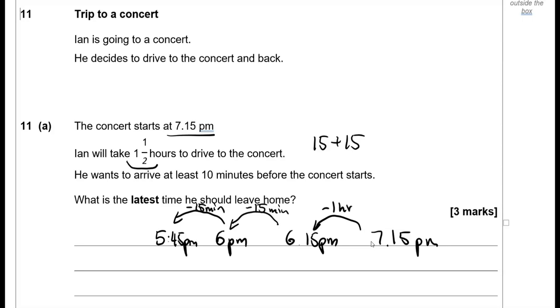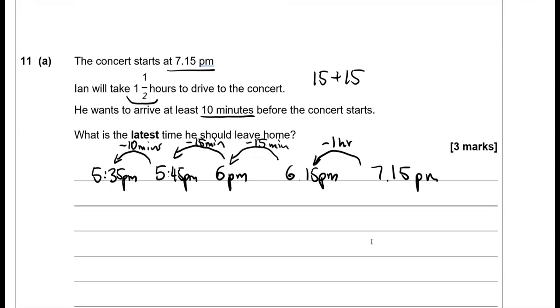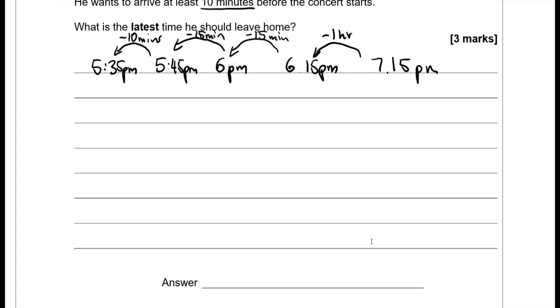And if I take away the other 15 minutes, that means going to 5:45 p.m. Final thing is he wants to arrive at least 10 minutes before, so I'll take away 10 minutes as well. That is going to be 5:35 p.m. So the latest time he should leave home is 5:35 p.m.